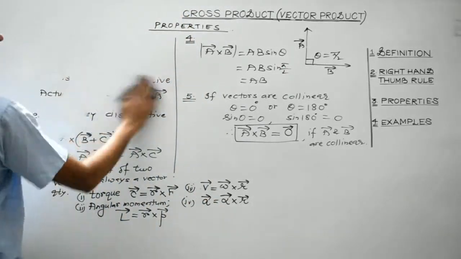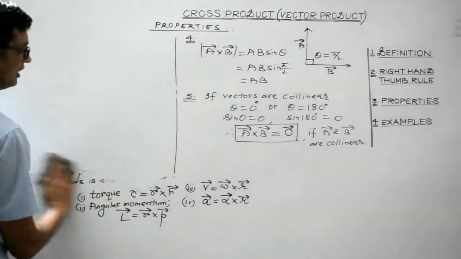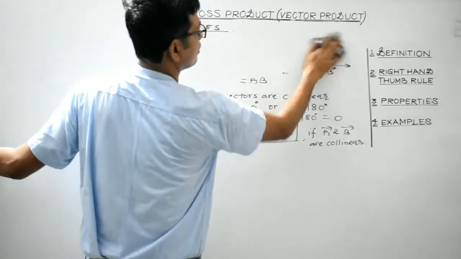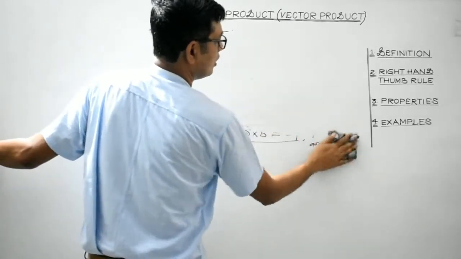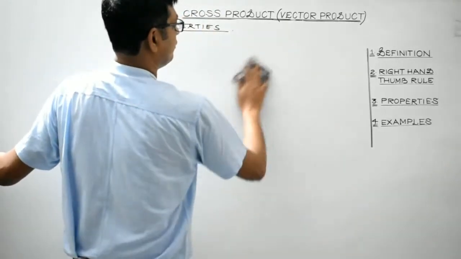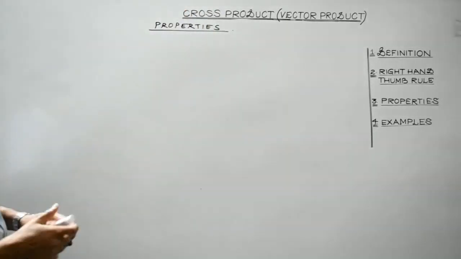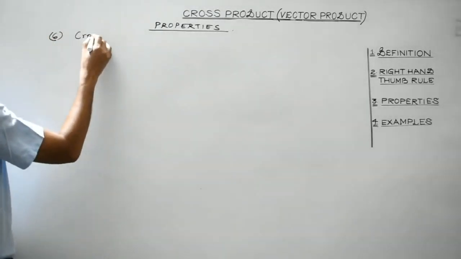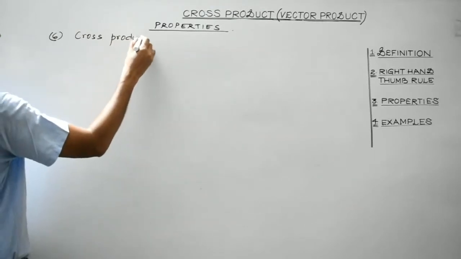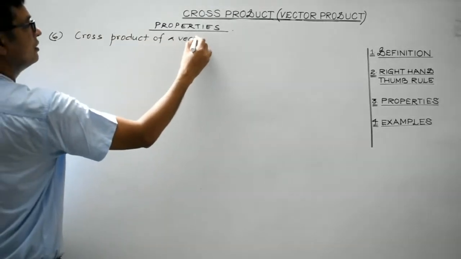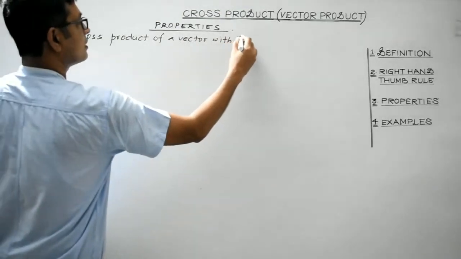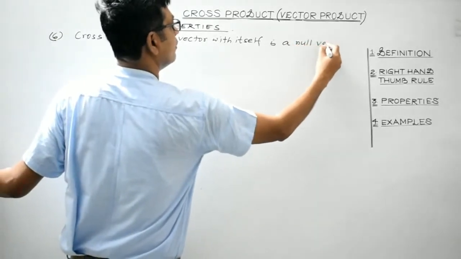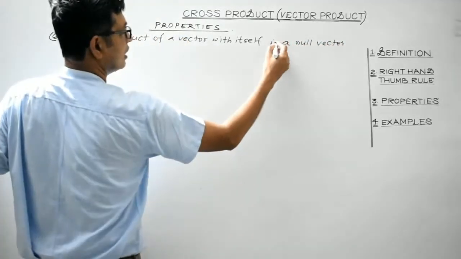Okay, students. Now let's discuss the next property, the sixth one. The cross product of a vector with itself will always be a null vector, right? So, sixth property: the cross product of a vector with itself is a null vector. It will be a null vector.